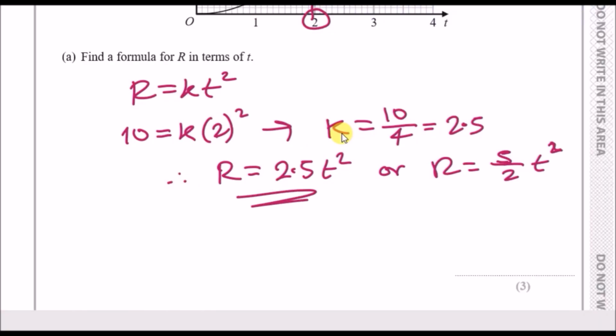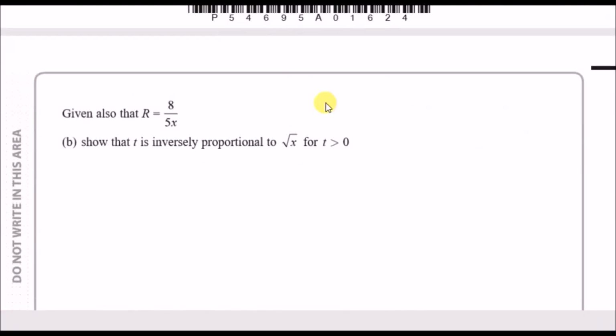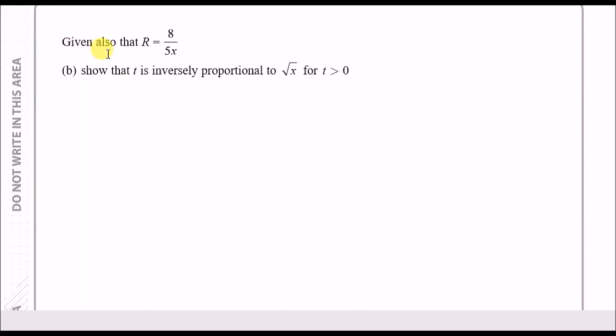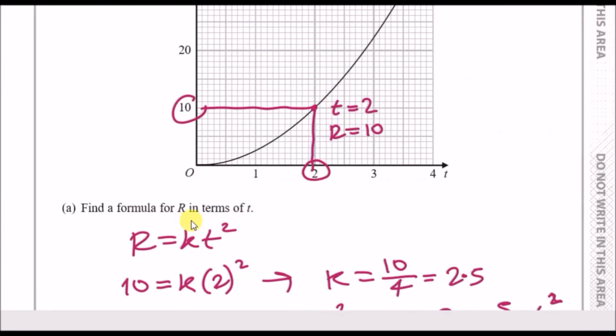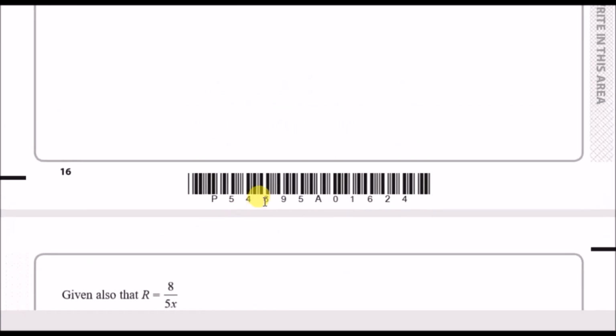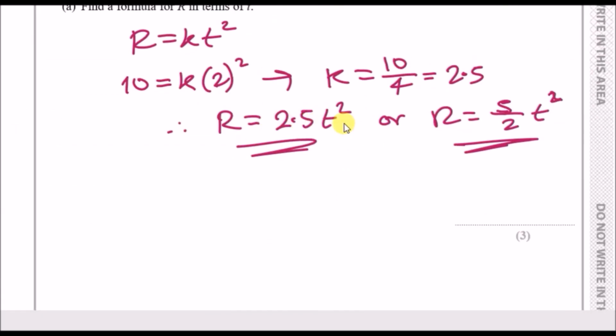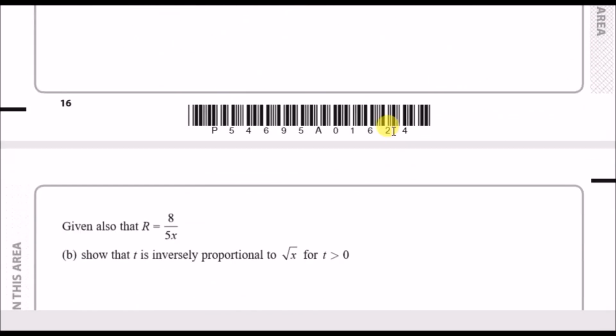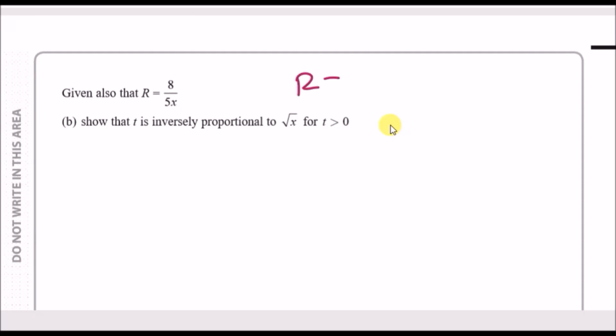Okay, so let's move on to the next bit. So B, given also that R equals 8 over 5x, so this is following on from the previous problem, show that T is inversely proportional to root x. Let's go ahead and bring this equation down. So R equals 2.5 T squared. And now it says given that R equals 8 over 5x.